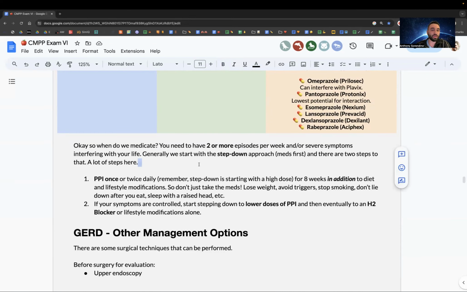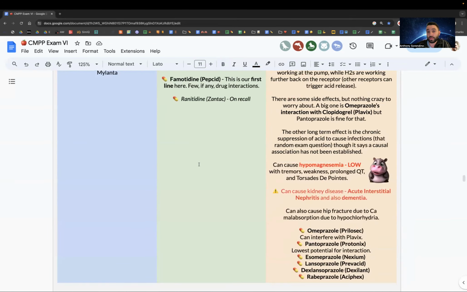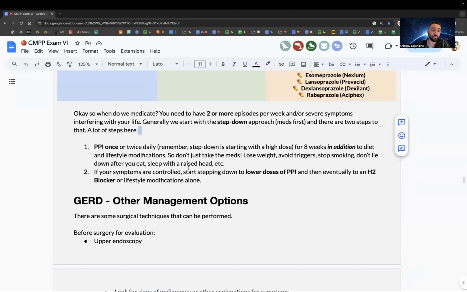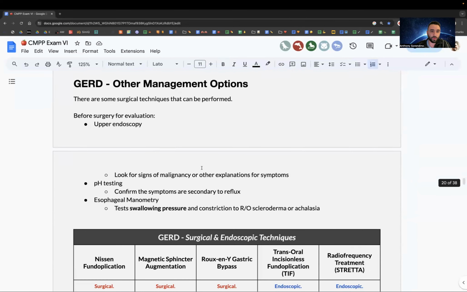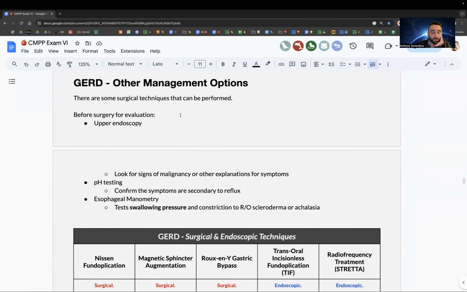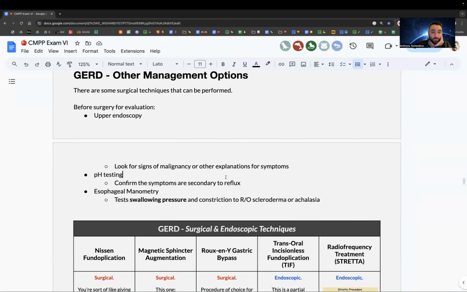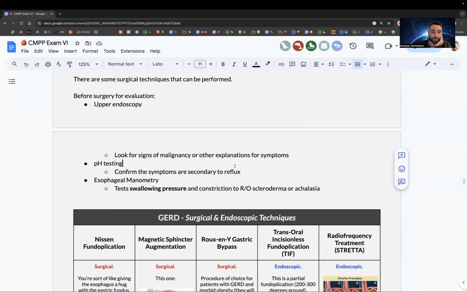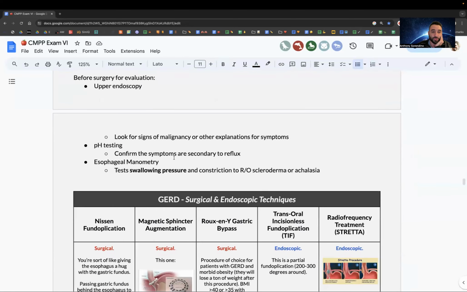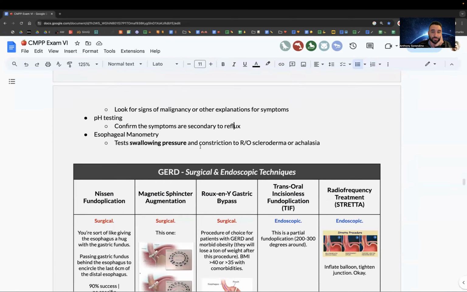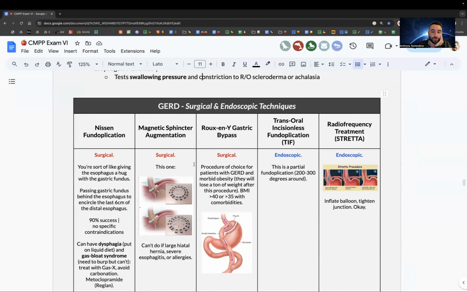So you only medicate when you have more than 2 episodes per week. That was the threshold for when you move away from antacids, okay? So yeah, that's not super important. You can also manage with an upper endoscopy if you're looking for malignancy. Again, if you have any of those atypical issues or red flags, you can do esophageal manometry, which tests the swallowing pressure. These are all your techniques here.